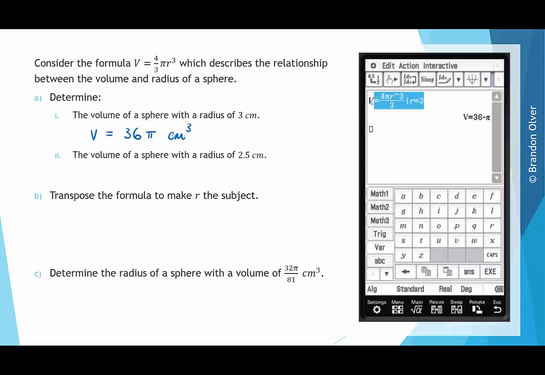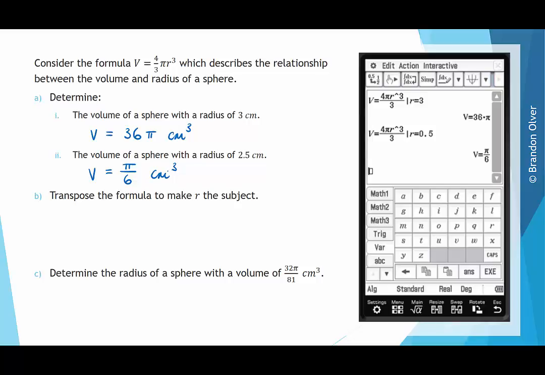Now we can simply highlight that formula and drag it down, and we're just going to change the value of r that we put in. So instead of 3, for the second value we need 0.5, and if we hit execute, we get the volume when the radius is 0.5 centimeters is pi on 6. Therefore, for part 2, the volume is going to equal pi divided by 6 centimeters cubed for a sphere with a radius of 2.5 centimeters.